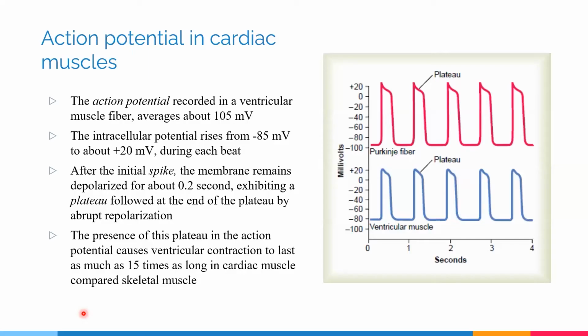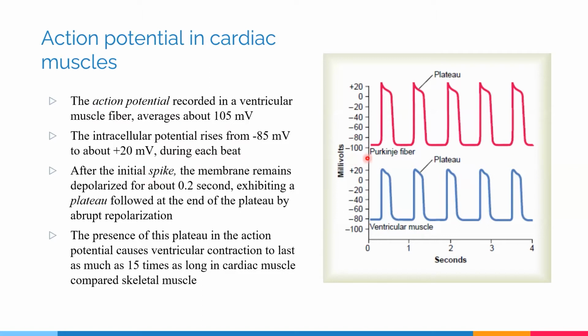Next, we move on to the action potential in cardiac muscles. We'll look in detail into the action potential itself. The action potential recorded in ventricular muscle fiber averages about 105 millivolts, meaning that from the lowest point to the peak of the action potential, the magnitude is 105 millivolts. The intracellular potential rises from -85 millivolts to about +20 millivolts during each beat, which is very common and similar to normal nerve fibers and skeletal muscles.